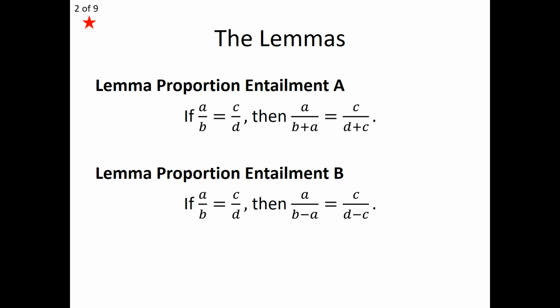Now, with any lemma, these are still theorems, so we do need to prove these two are true. On the worksheet, you'll find that I have proven entailment A for you already. You'll use that example to help you prove entailment B. So I've shown A and you're going to do B, but both of these are going to be important for us as we dive into the proofs of our triangle proportionality theorem and its converse.